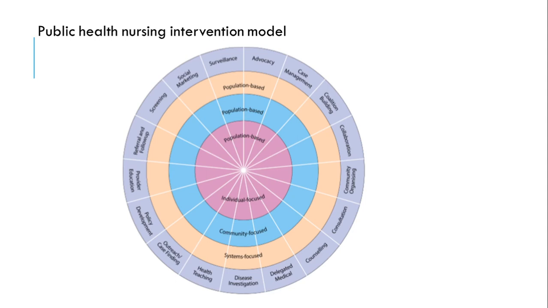Now we will look at the next model. It is called the public health nursing intervention model. This model consists of 17 identified community nursing interventions. You can see them at the outer circle. These nursing interventions cross over 3 levels of population-based practice. Those 3 levels are individual focused practice, community focused practice, and system focused practice.